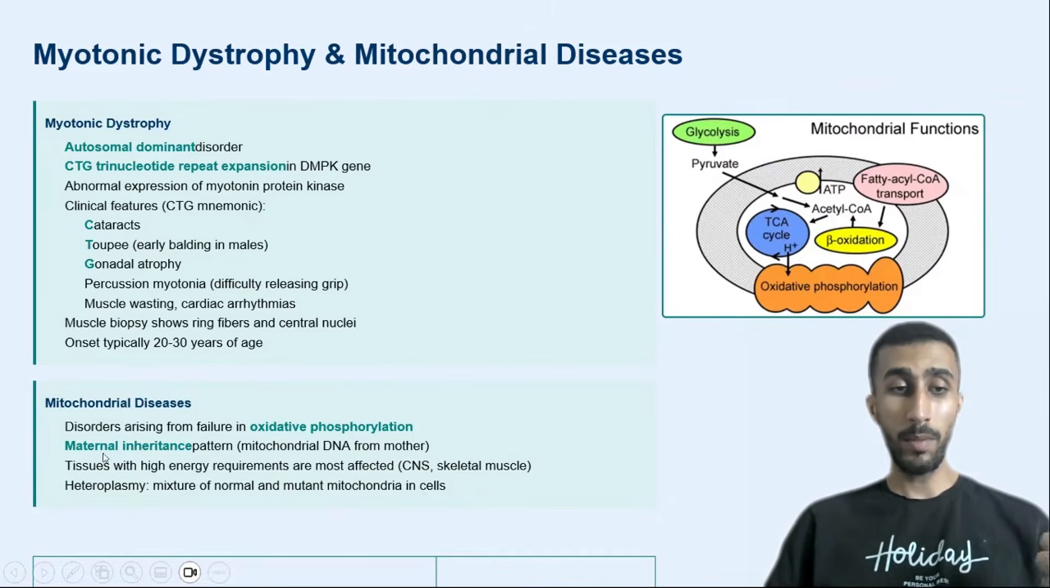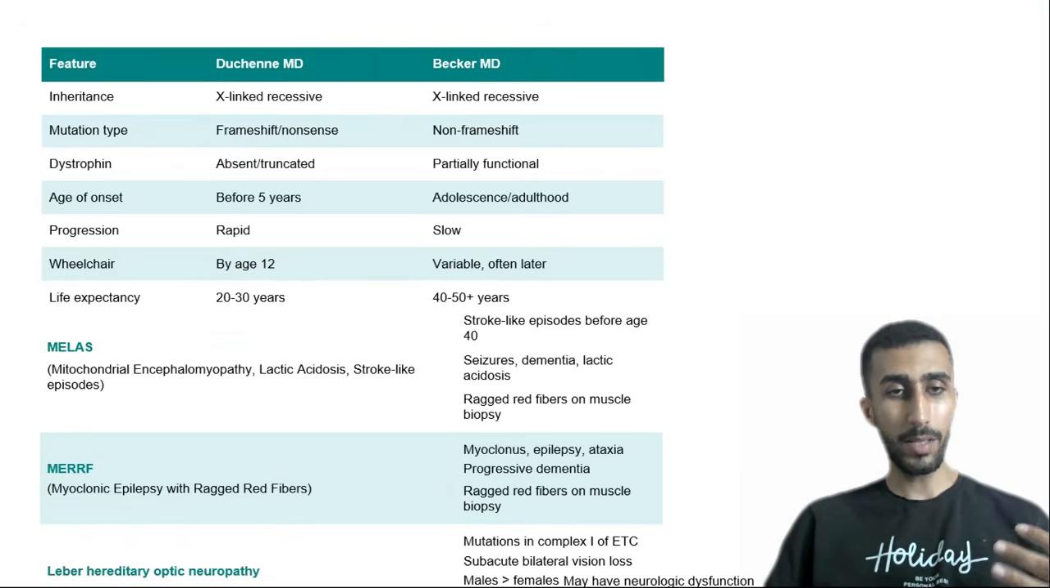Next, there's a maternal inheritance pattern here. The mothers will pass these conditions to both sons and daughters, and the males may be affected but will not pass these conditions on, because mitochondrial inheritance is a maternal inheritance form, so very high yield. There is also a concept called heteroplasmy, which is a mixture of normal and mutant mitochondria in the cells. So not all mitochondria need to be diseased.